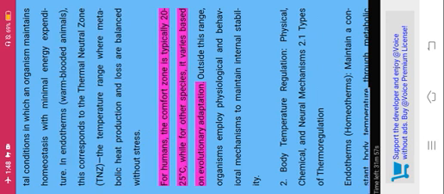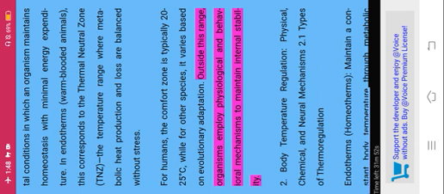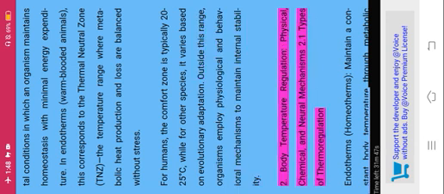For humans, the comfort zone is typically 20–25 degrees Celsius, while for other species, it varies based on evolutionary adaptation. Outside this range, organisms employ physiological and behavioral mechanisms to maintain internal stability. 2. Body temperature regulation, physical, chemical, and neural mechanisms.